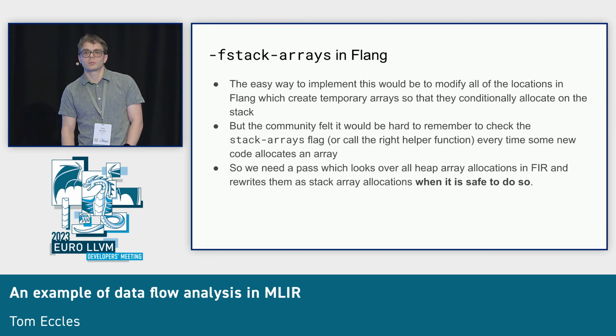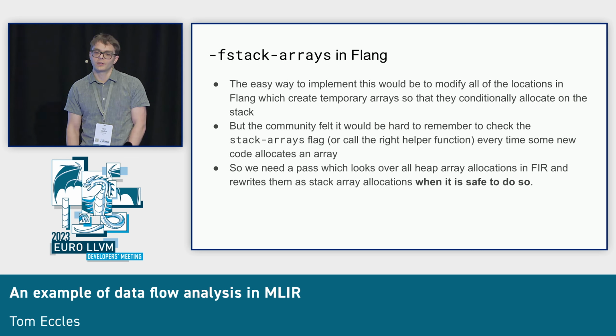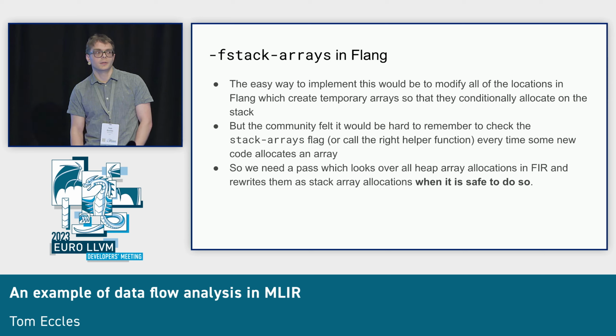So the obvious way of implementing this would just be to have some sort of hook whenever the compiler is creating an array temporary to say, oh, should we create this on the heap or should we create this on the stack? But it turns out when compiling Fortran, there are a lot of places where you might create an array temporary. So in the end, the community felt that it would be better to have one pass that looks over the MLIR representation of the Fortran program and finds all the array temporary allocations and moves those to the stack later on. The problem with this approach is when you're looking at all these arbitrary heap allocations, not all heap allocations are safe to move to the stack. So we need to figure out when that's safe to do so.